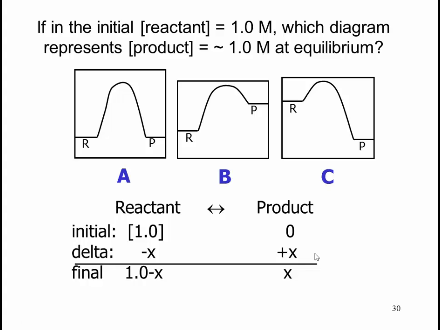In order for the product concentration to be close to 1 molar at equilibrium, that means that this reaction must go forward very well, such that the product is close to 1 molar and the reactant is close to 0. Which one of these diagrams says to you, make a lot of product and don't have very much reactant? I'm hoping you think the answer is C.